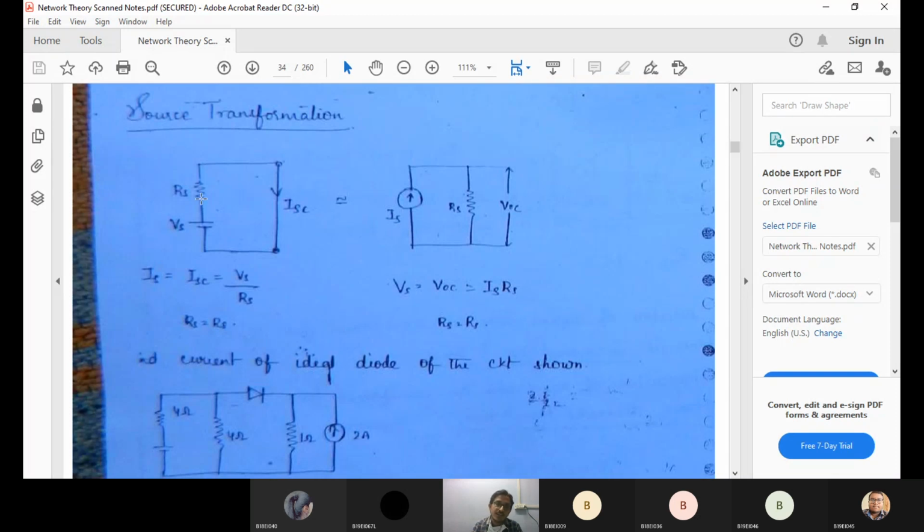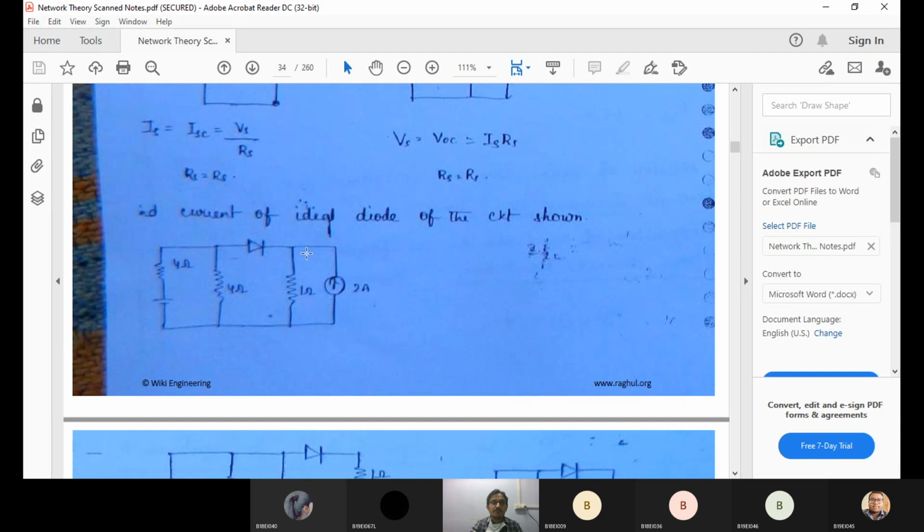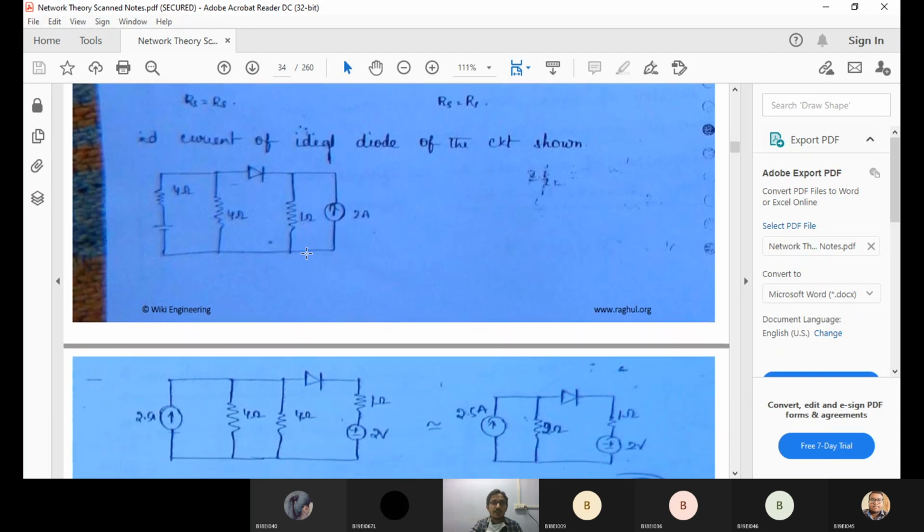Similarly, the same current source can be converted to a voltage source. Here Vs is equal to Is into R. The same resistance is connected in series with it. That is the simple logic that we are having. With that, we can solve the problem which is mentioned here.